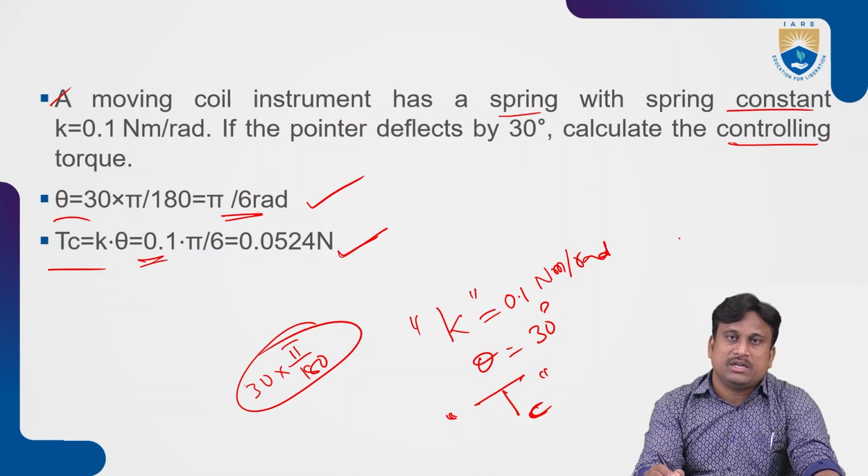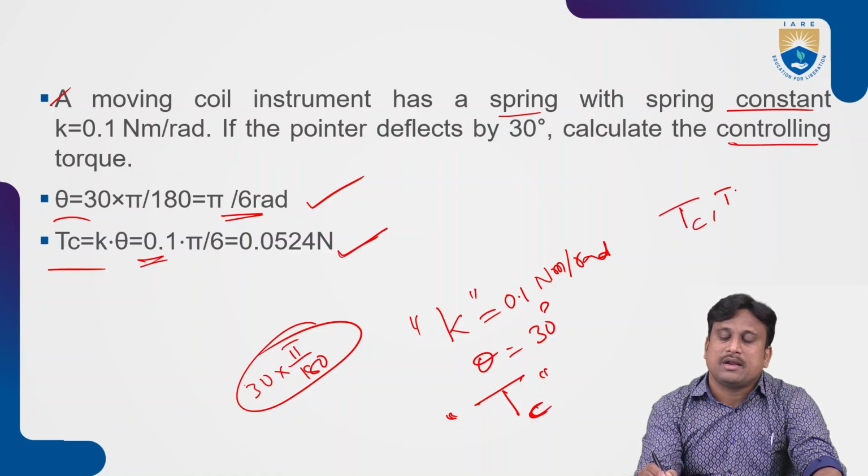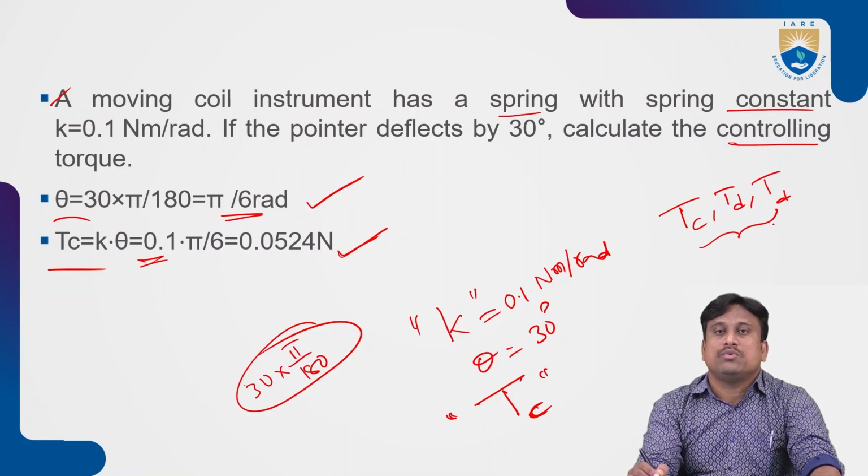Likewise, these three torques are helpful in making the pointer move and settle down, and in eliminating the oscillations produced in the instrument. Without these three torques, the controlling torque, damping torque and deflecting torque, we cannot see the pointer move over the scale.